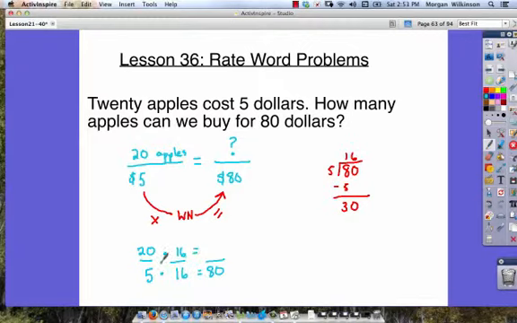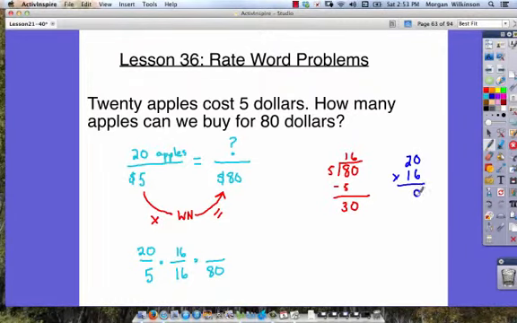Now, of course, we could just have one dot and one equal sign in our work as we go. It would be slightly less confusing. So let's go ahead and erase some of those. I'm going to erase here, here, here, and here. And now it looks better. So we need to multiply 20 times 16 to find how many apples we can get for $80. 20 times 16?